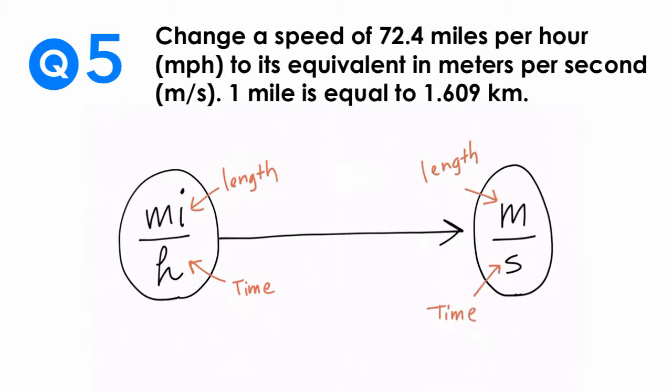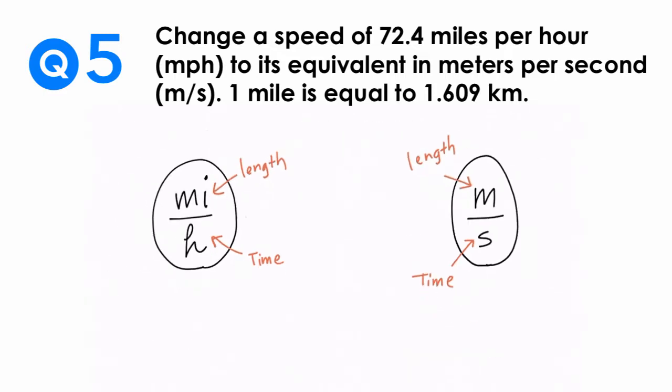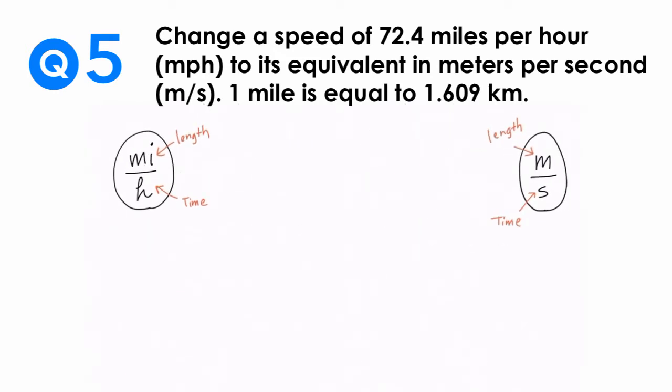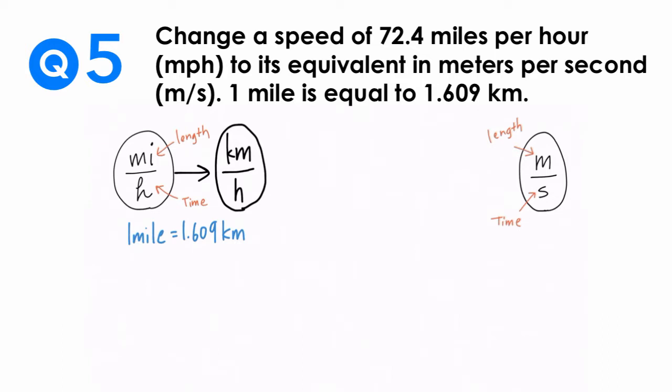Let's take it step by step. Let's first focus on the length. Mile, which is an English unit, can be converted to kilometers because the equivalence is given to you in the question. So miles per hour can be converted to kilometers per hour. Then kilometers per hour can be converted to meters per hour because we know the relationship between kilometers and meters.